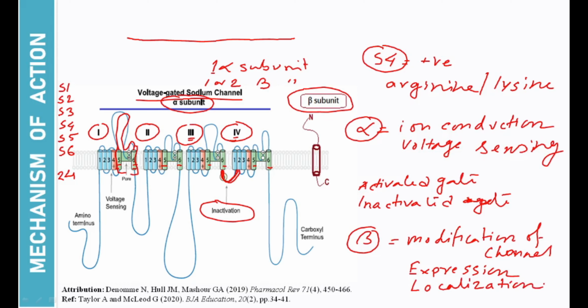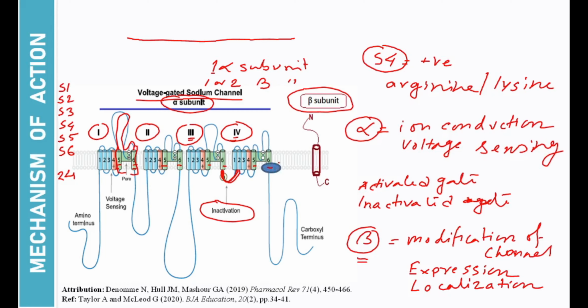So the beta subunit is responsible for modification of the channel, expression and localization. Now, if we are talking about this alpha and beta subunit, where the local anesthetic binds is also important.